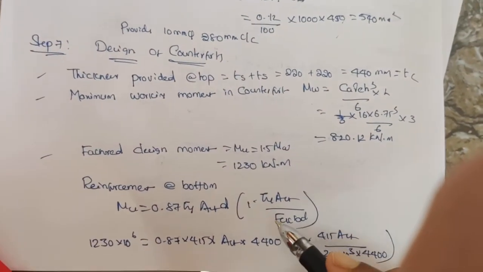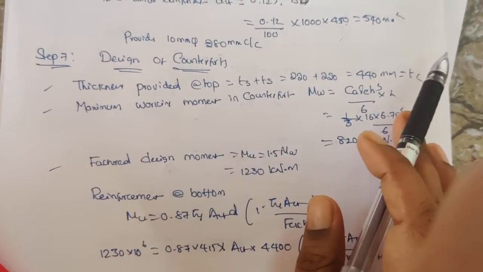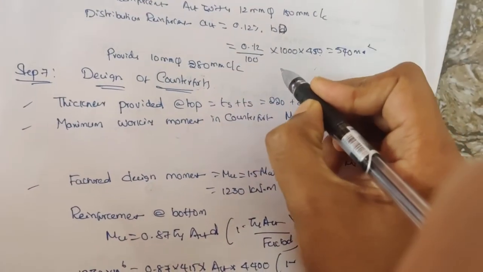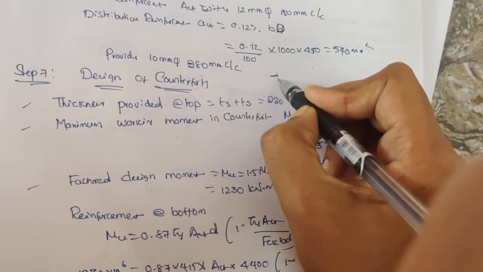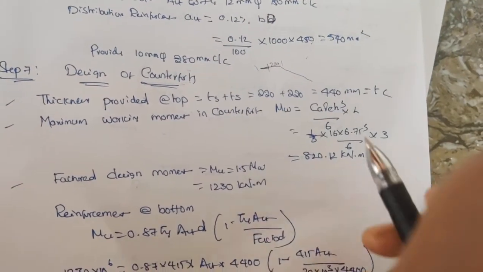So next one is the counterfort design. When you are providing the thickness at the top point, as you can see in the diagram, the stem thickness is 220, and apart from that you are providing another 220 for connecting with the counterforts here.